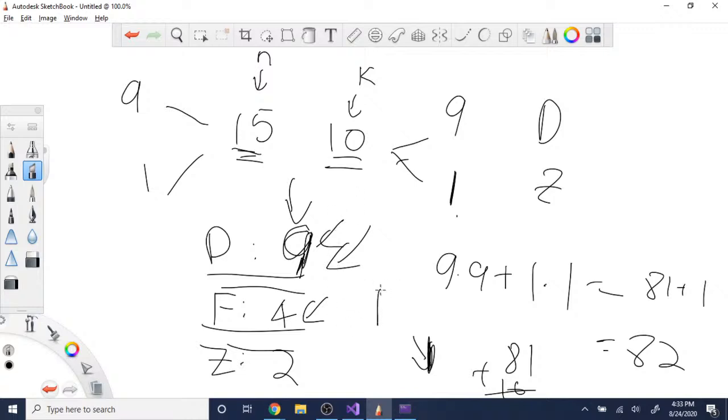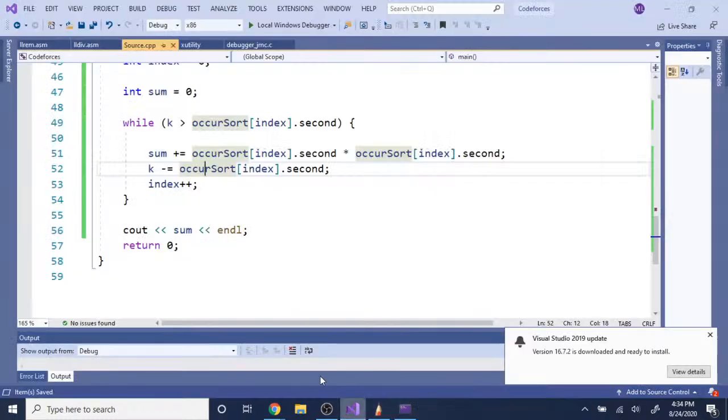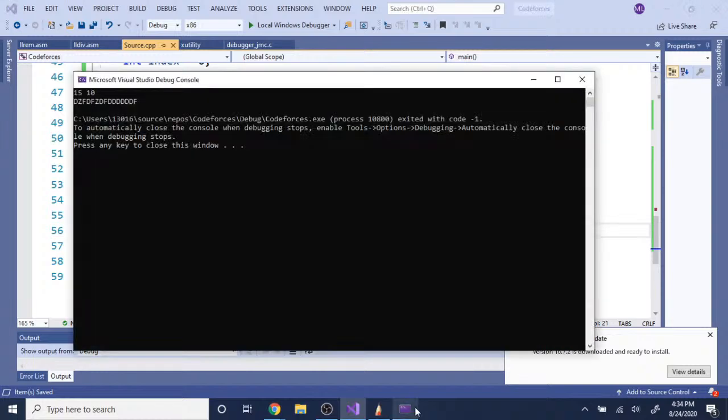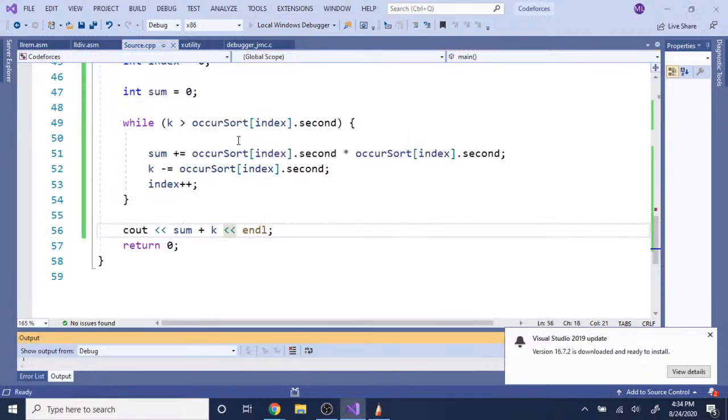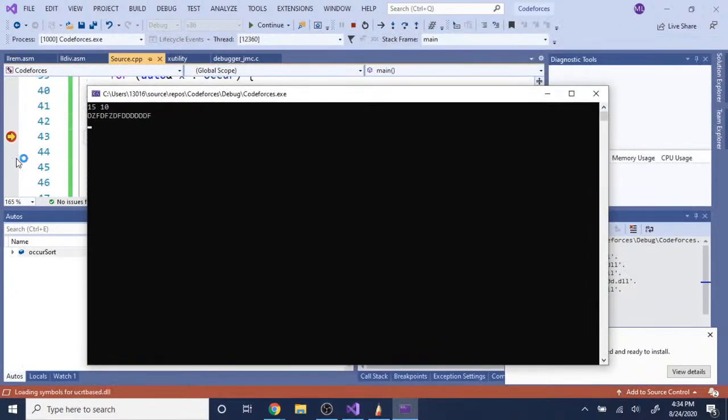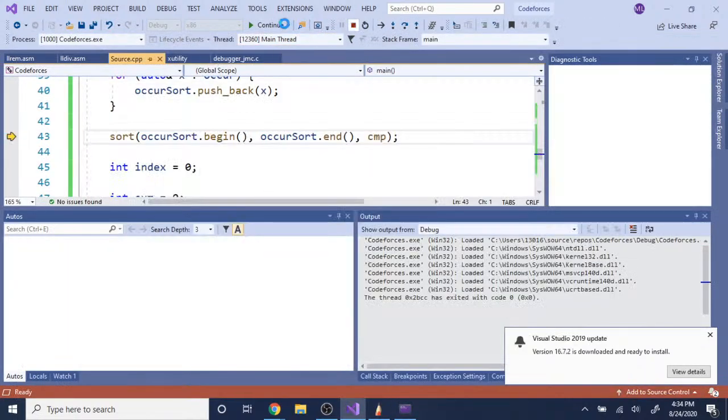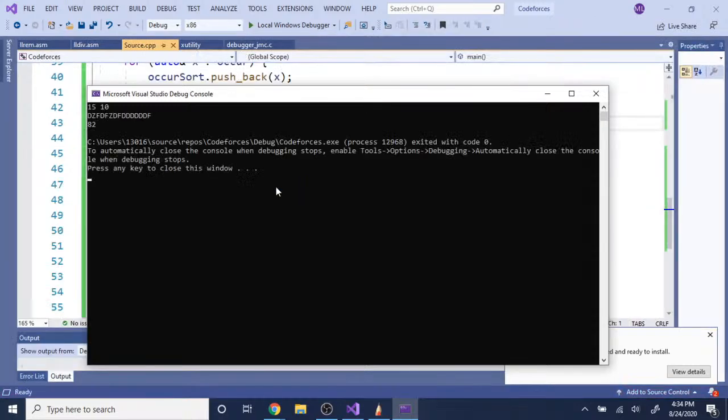Right? And then we have 1. Then we move to the next value over here. And then we are like, okay, now k is less than it. So we're done. And then we just add k by the end. So yeah, in the end, we'll just do sum plus k. Okay, so this should work now. Okay, so that gives us 82.